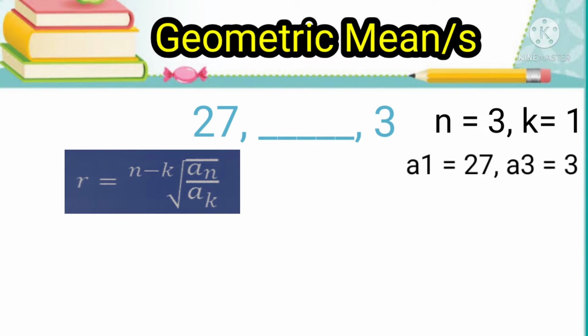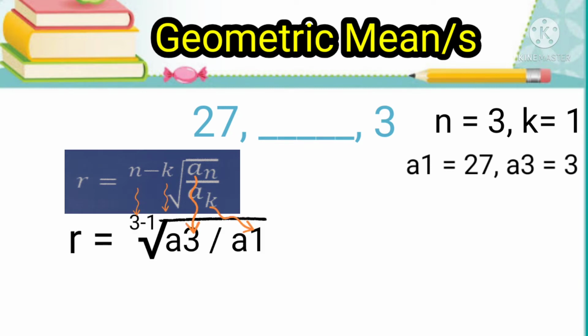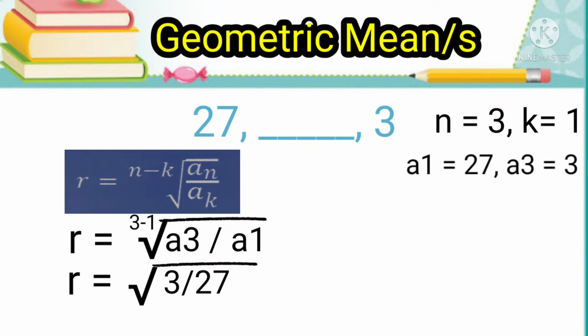In the formula, let's substitute the values of n and k. That becomes r is equal to the 3 minus 1 root of a sub 3 over a sub 1. To continue, 3 minus 1 is 2. That means that is the square root of a sub 3, which is 3, over a sub 1, which is 27. So therefore, that is the square root of 3 over 27.